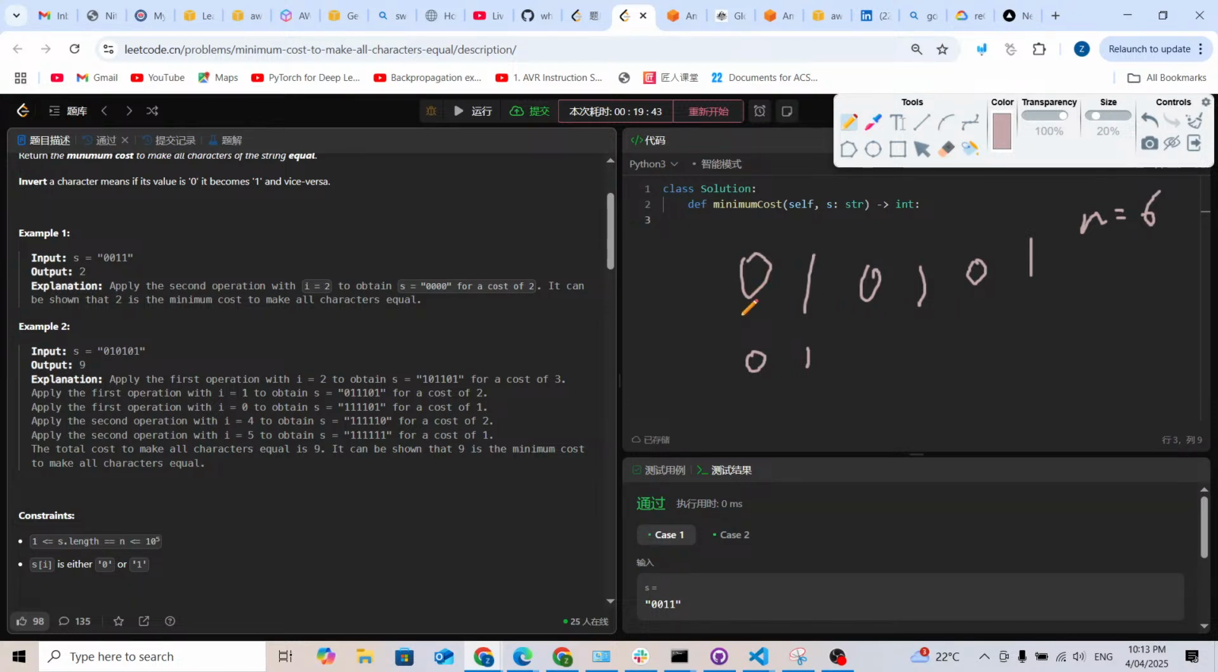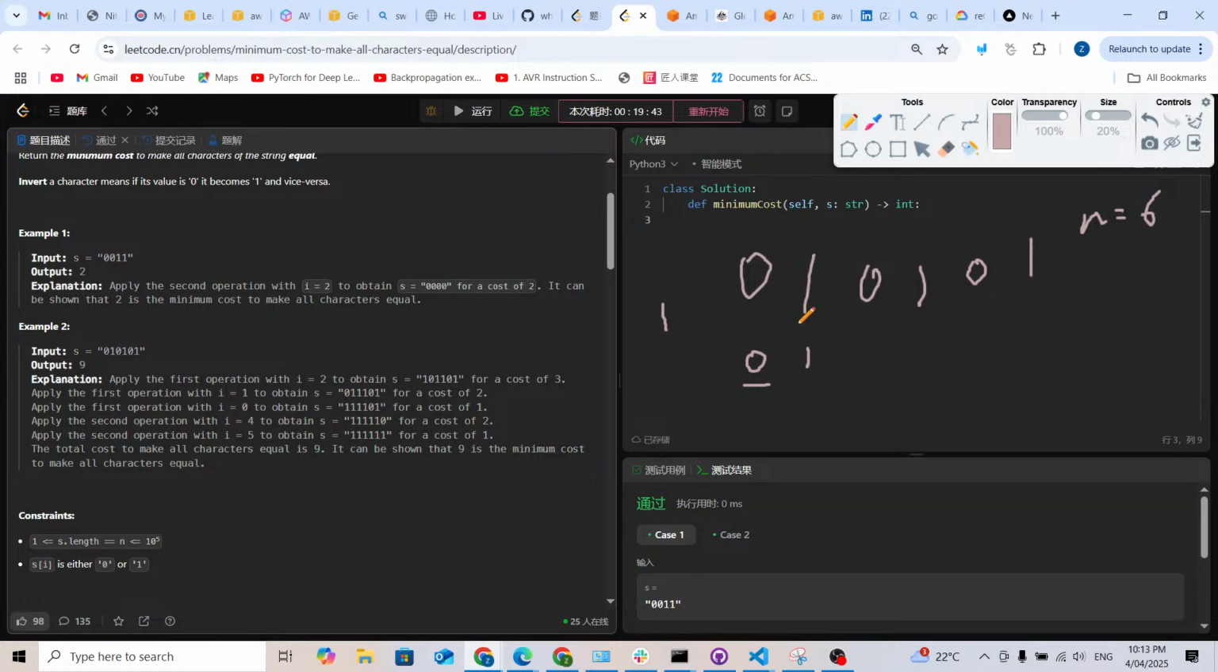From the left side, if we turn this 0 to 1, the cost is going to be i plus 1. I is 0 here, so 0 plus 1, so the cost is going to be 1.